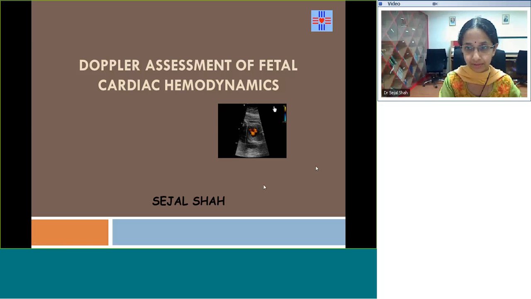Today we are going to see the third session on fetal echo, which is on Doppler assessment of fetal cardiac hemodynamics. In the first session we saw the indications. In the second we went through how to do a fetal echo, a practical approach. And the third is the Doppler assessment, which will include the Dopplers of the fetal heart and also the peripheral Dopplers.